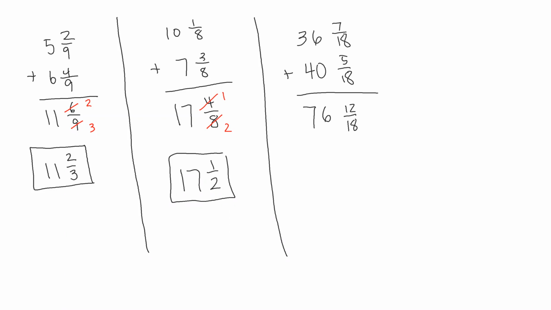So then I ask myself two things about 12/18. Is it proper? Yes. 12 is less than 18. The second thing I ask myself is, is 12/18 reduced? No. I notice that 12 and 18 have a 6 in common. So 12 divided by 6 is 2. 18 divided by 6 is 3. My final answer is 76 2/3. All right. It's pretty fun, isn't it?